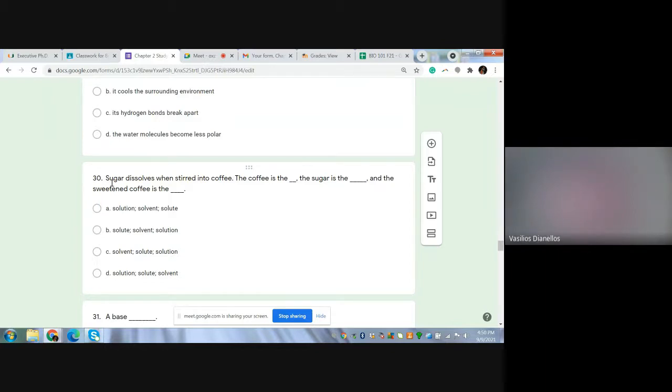So you do need to know some version of that. You put a solute into a solvent, right? And the solvent dissolves the solute. And when that happens, you then get a solution. So any questions about number 30?